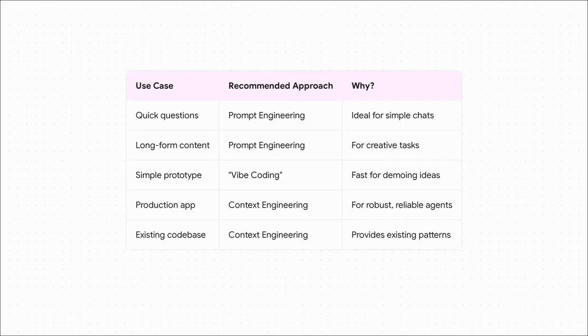For brainstorming or asking quick questions, simple prompt engineering is perfect. If you want to spin up a fast demo to show off an idea, vibe coding is your friend. But the second you need to build a production-ready app, or you're trying to get an AI to work inside an existing, complicated code base, you have to switch to context engineering. It's really the only way you're going to get reliability and consistency.